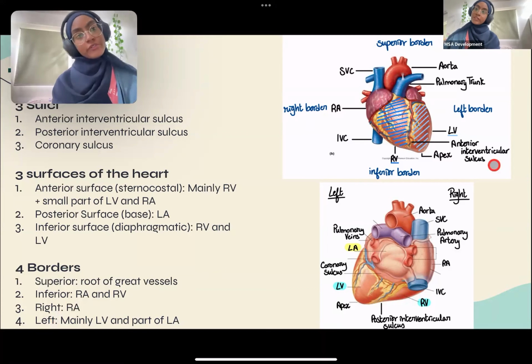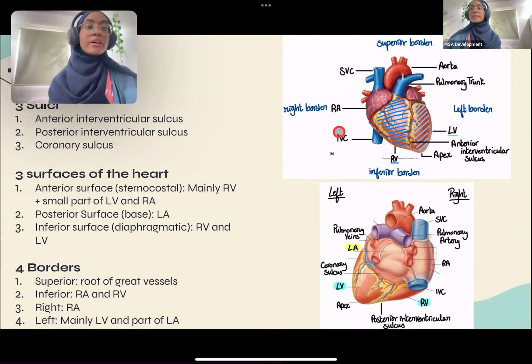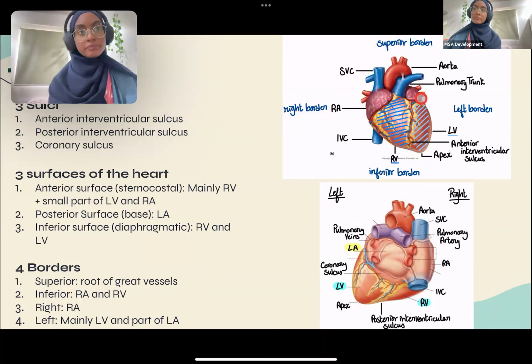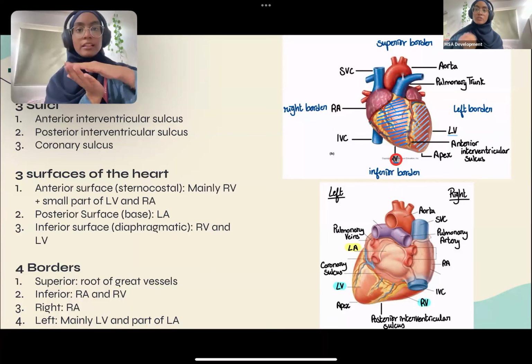Finally, we have 4 borders of the heart: superior, inferior, right, and left. Right? What makes up the right border? Right atrium. What makes up the left border? Mainly the left ventricle and some part of the left atrium. What makes up the superior border is the root of great vessels, right? And what makes up the inferior border is the right atrium and right ventricle. Why? Because the heart sits obliquely on the diaphragm. So this would be the inferior part. So right atrium and right ventricle.